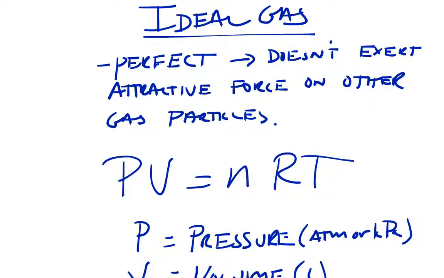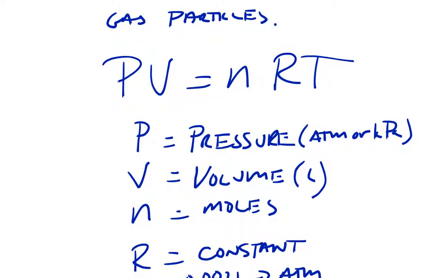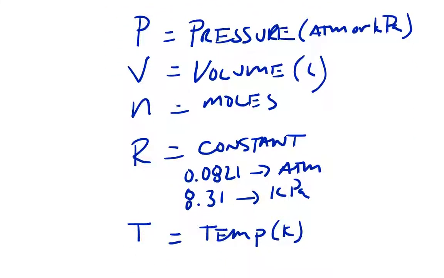P, remember, is pressure. It can be either atm or kilopascals. V is volume, has to be in liters. N is in moles. R is the gas law constant, where if you're using atms, you use 0.081, or in kilopascals, you use 8.31. And temperature, again, is in Kelvin.